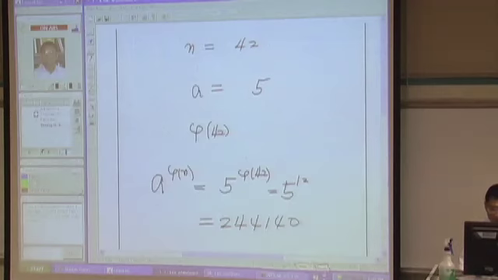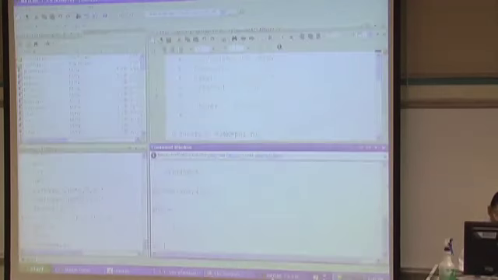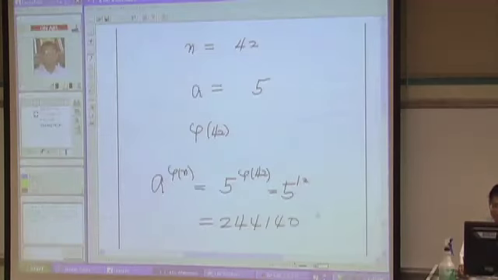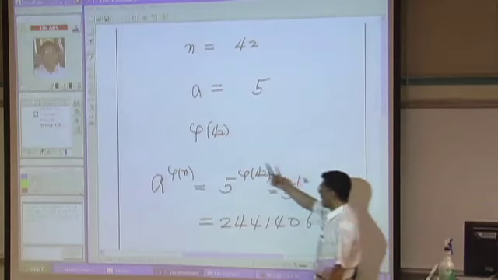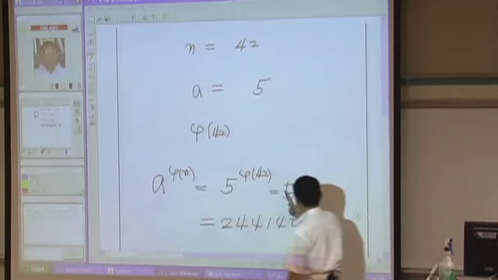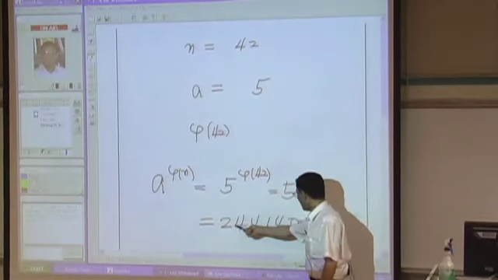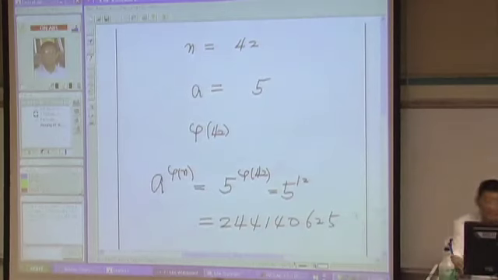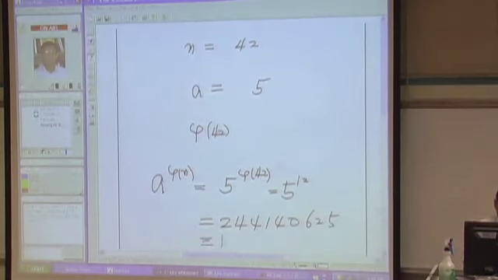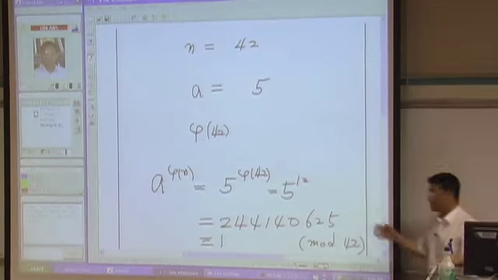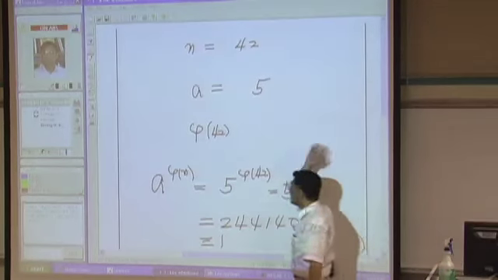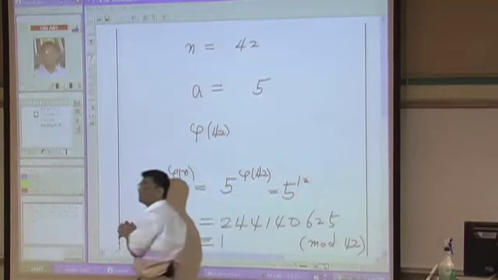24414, and then 625, right? This is it. So 5 to the power of phi is 5 to the power of 12. And 5 to the power of 12 is this one. And then this one is congruent to 1 mod 42. So I didn't set this up. You chose this number, then it became 1.